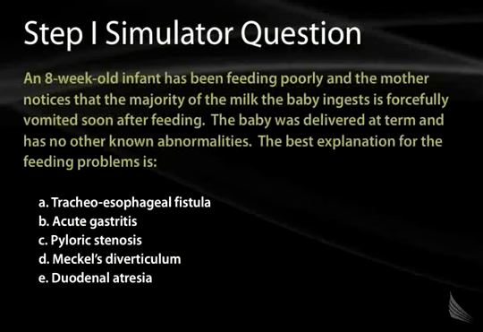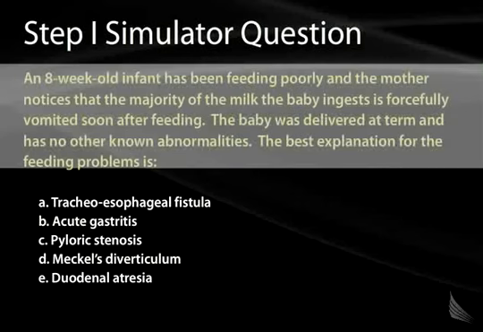Now for the Step 1 simulator questions. An 8-week-old infant has been feeding poorly, and the mother notices that the majority of the milk the baby ingests is forcefully vomited soon after feeding. The baby was delivered at term and has no other abnormalities. The best explanation for the feeding problem is: tracheoesophageal fistula, acute gastritis, pyloric stenosis, Meckel's diverticulum, or duodenal atresia.